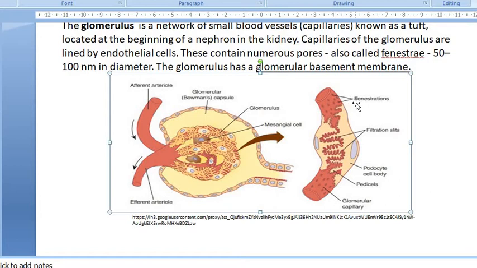The fenestrations are present in the epithelial cell layer, and these are filtration slits in the glomerular basement membrane. The podocyte cells are adhering to or covering the blood vessel. The foot processes of these podocytes are the pedicels. This is the glomerular capillary.